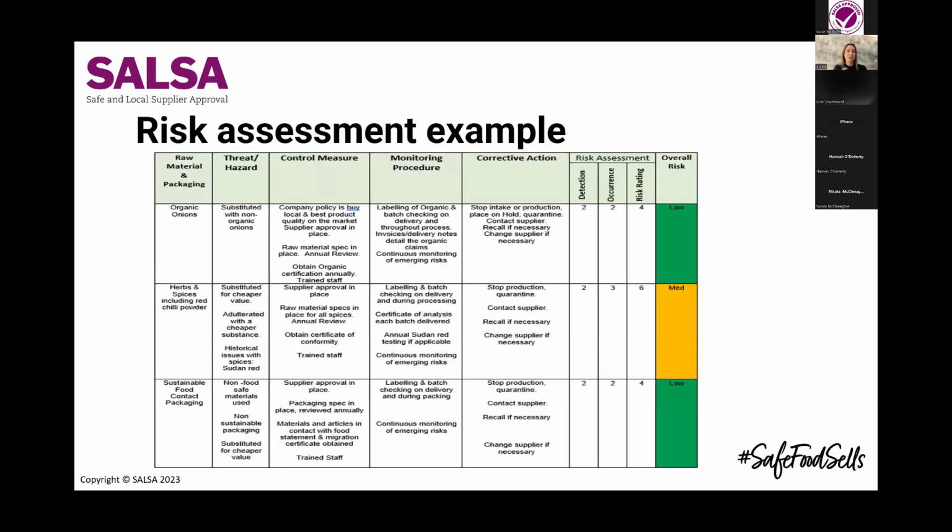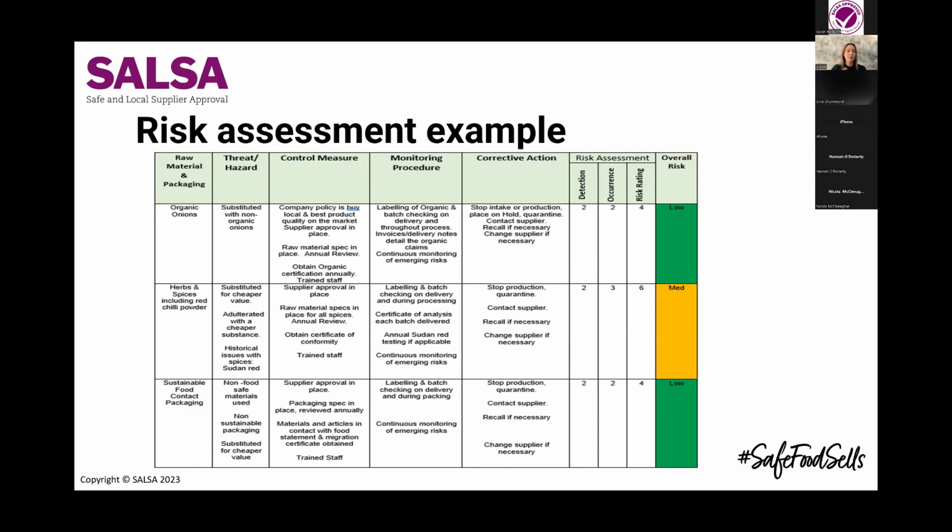Once we've done this, then we've got an example here. So it's useful to colour code the risk then. Just talking through this slide, we've got the raw material and packaging. So list your raw materials and packaging down here. Think about what is the hazard or the threat. So this is where you input the information that you have found from doing your research.